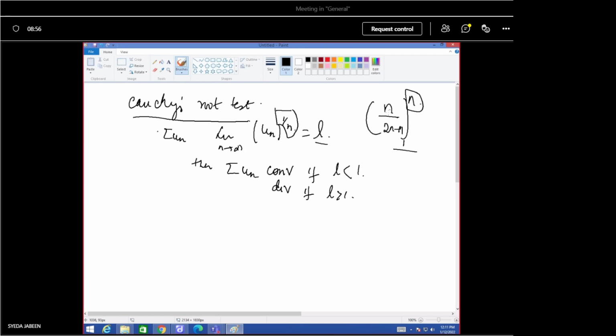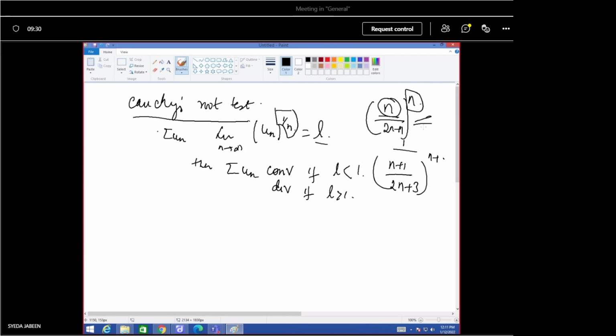Simplify the term and you will understand. You have n plus 1 by 2n plus 3 to the power n plus 1. It cannot be done because when n is increasing, this is also increasing, so it is varying and you cannot cancel the term. If you take the division of this by this, it is difficult to cancel. If it were able to cancel, then you could use the ratio test. So in this case, the best option is to apply Cauchy's root test.